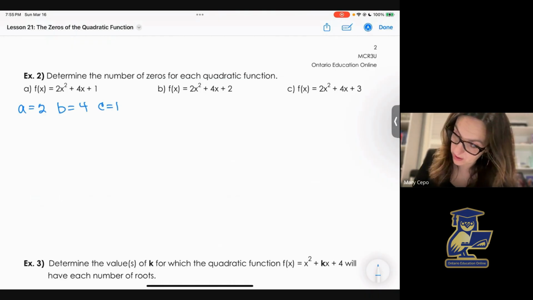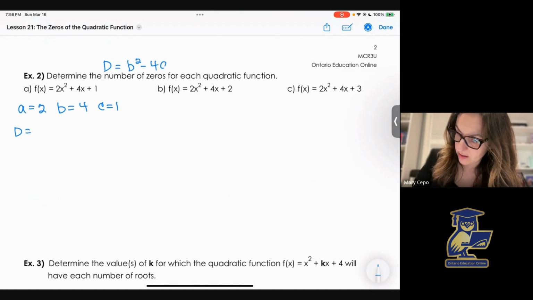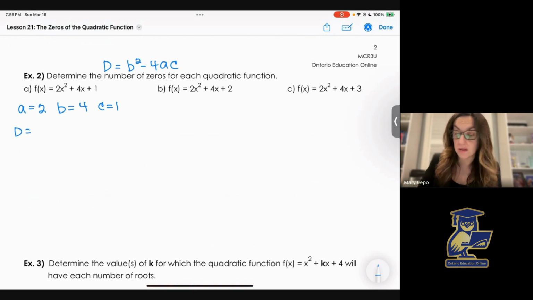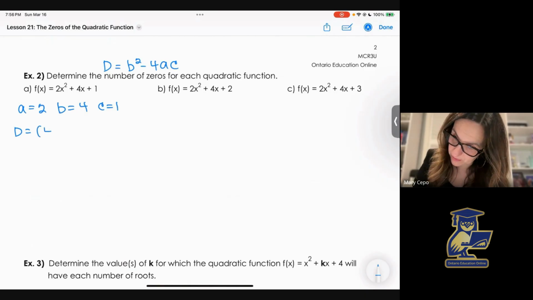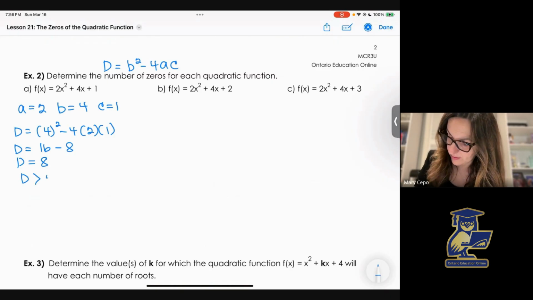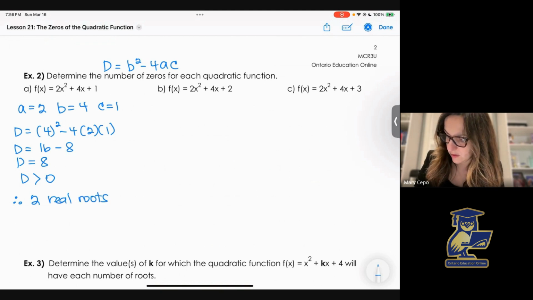So let's determine that. So we have D is equal to, keeping in mind the discriminant is equal to b squared minus 4ac. So we will determine the value, and then based on that, we can determine how many zeros we have. So we have D is equal to b squared, so 4 squared minus 4 times a times c. So the discriminant is equal to 16 minus 4 times 2, which is 8, times 1. So the discriminant is equal to 8. So therefore, the discriminant is greater than 0. Therefore, 2 real roots/zeros.